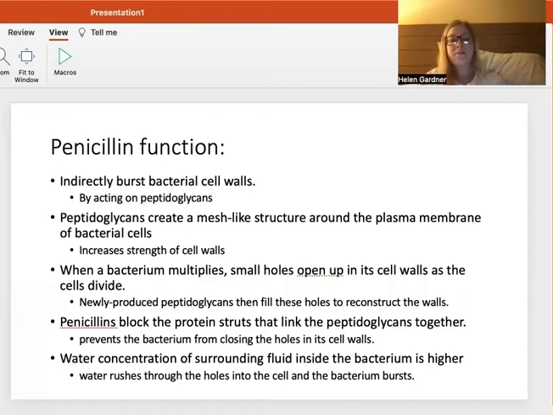And when a bacterium multiplies, small holes open up in its cell wall as the cell divides, and newly produced peptidoglycans then fill the holes to reconstruct the walls. Penicillin blocks the protein struts that link the peptidoglycans together. This prevents the bacterium from closing the holes in its cell walls. And as the water concentration of the surrounding fluid is higher than that inside the bacterium, water rushes through the holes in the cell and the bacterium will burst.